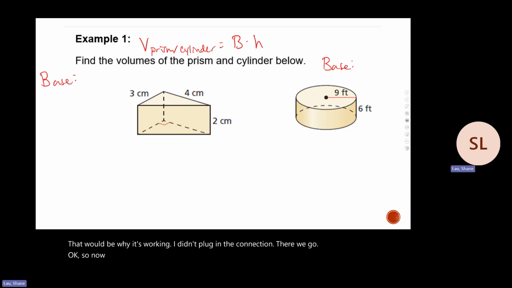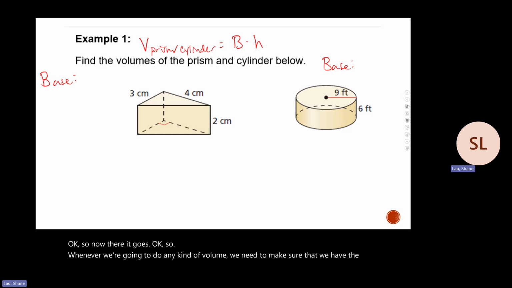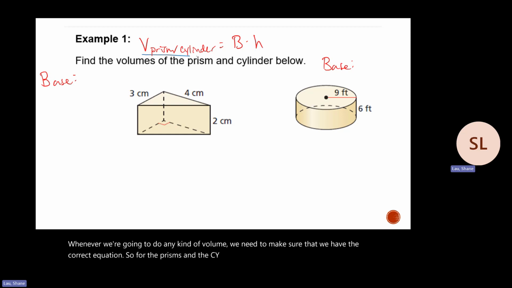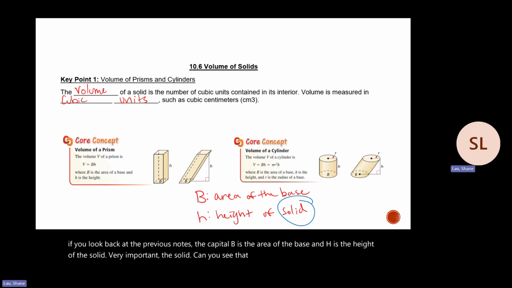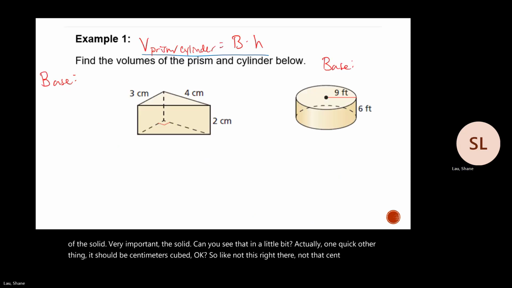There it goes. Okay, so whenever we're going to do any kind of volume, we need to make sure that we have the correct equation. For the prisms and the cylinders, we have this equation here, where, if you look back at the previous notes, the capital B is the area of the base, and H is the height of the solid. Very important, the solid. Actually, one quick other thing, it should be centimeters cubed, not that, centimeters cubed.